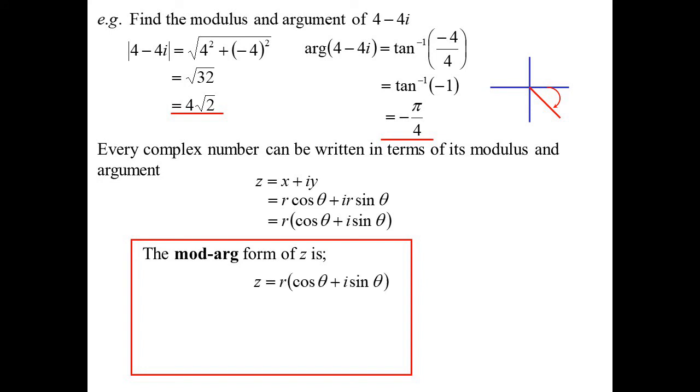So the mod-arg form is that, r outside of cos theta plus i sine theta. You will see this shorthand notation of cis. Basically just stands for cos plus i sine. A lot of people use it. You just got to be careful that you don't confuse it with cos. So r is the modulus and theta is the argument.